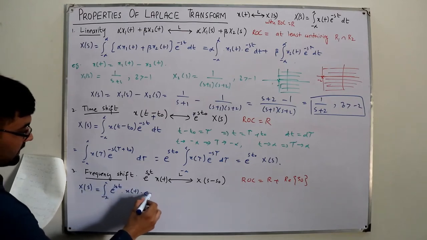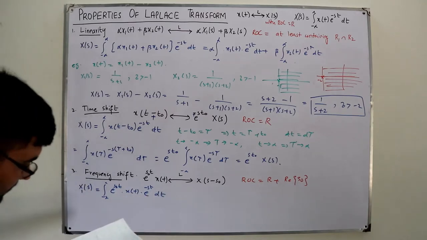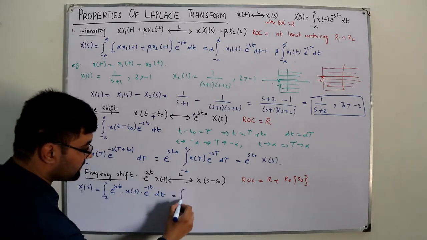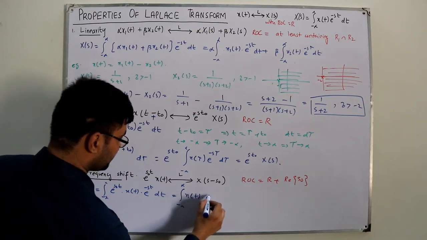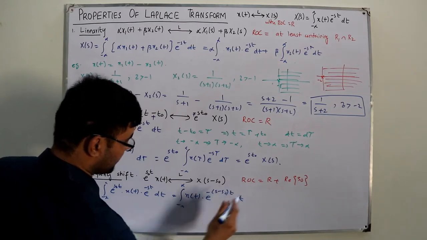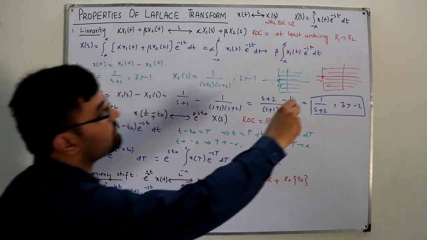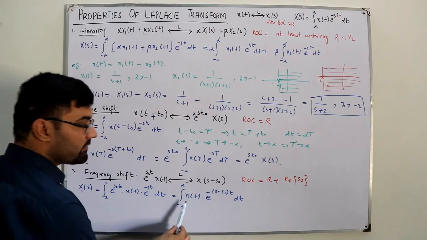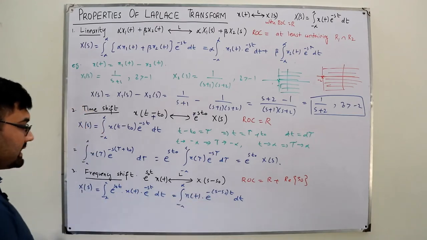the integral of x of t, exponential negative st dt, right? So now what do you have? These are both with respect to t, so you don't have to take anything outside. You have x of t, exponential of negative s minus s naught times t dt. So what do we got? If you have an x of t with respect to s, that is an x of s. But when you have an x of t with respect to s minus s naught, this means the Laplace transform has been shifted by s naught units.